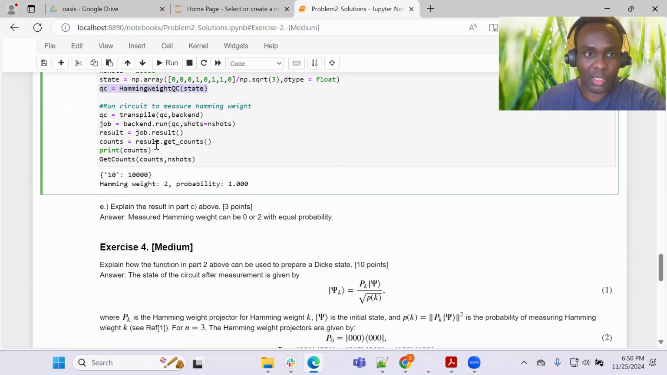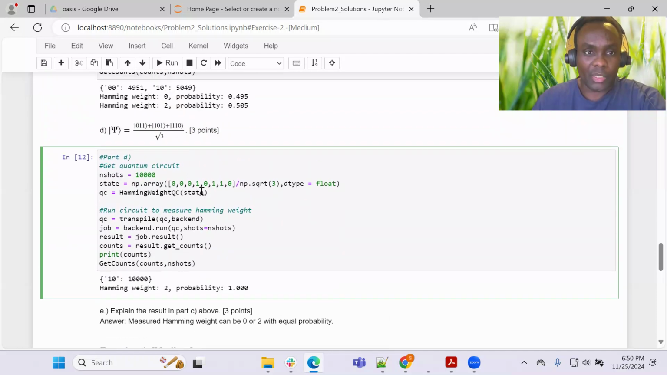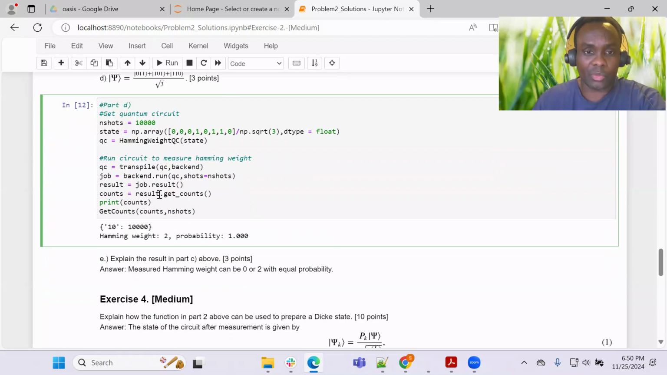Input is the state. And just like before, running the circuit, getting the counts, and printing the Hamming weight. As you can see here, the Hamming weight is 2 with a probability of 1. Now, if you look at this state here, each one of these basis states has a Hamming weight of 2. So you're only going to measure the Hamming weight of 2. And that's why the probability is 1.